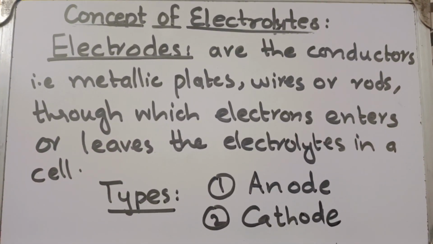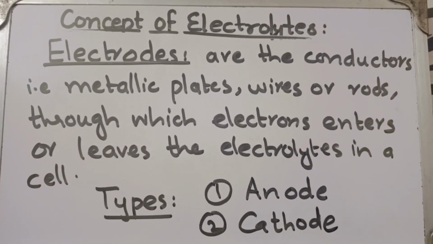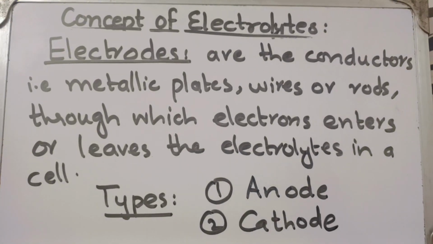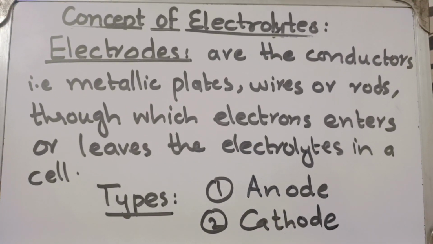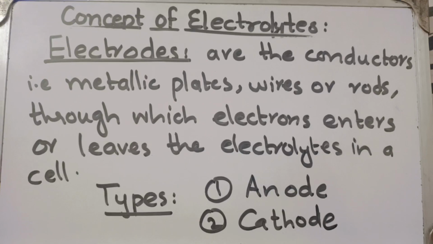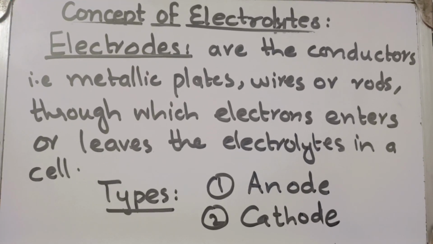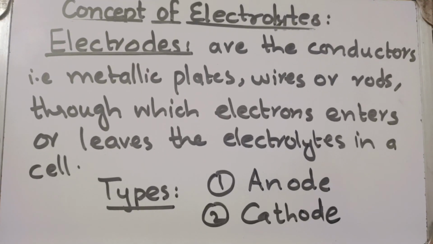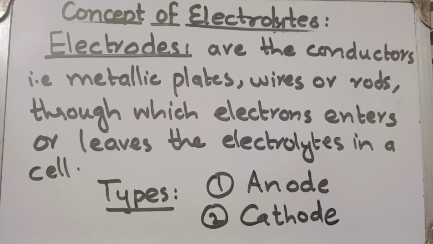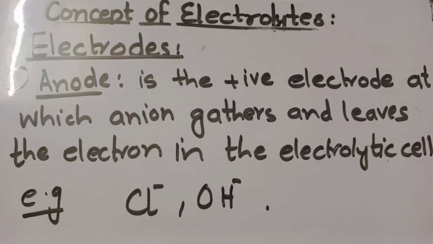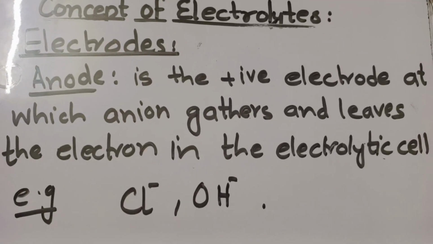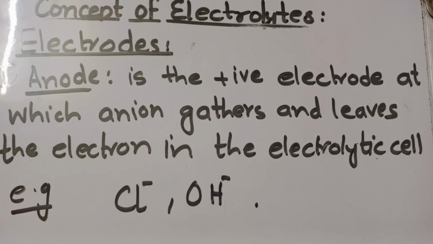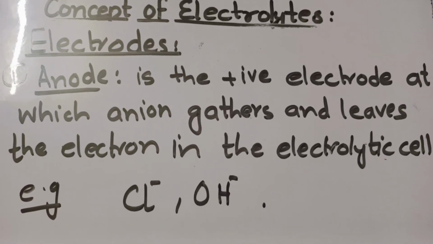Next, we have electrodes. Electrodes are the conductors, metallic plates, wires, or rods through which electrons enter or leave the electrolytes in a cell. We have two types of electrodes. The first one is anode, and the second is cathode. Anode is the positive electrode at which anions gather and leave the electron in the electrolytic cell.